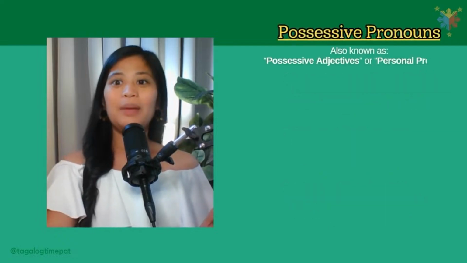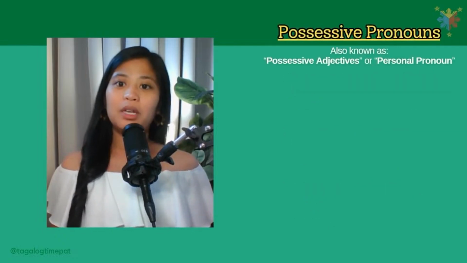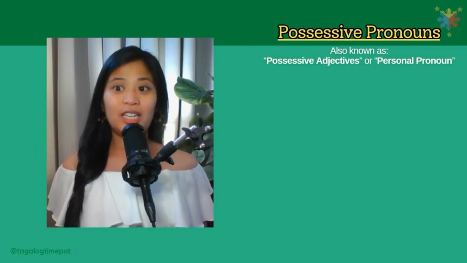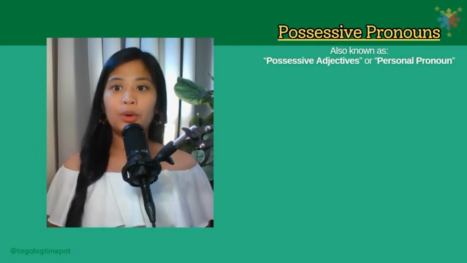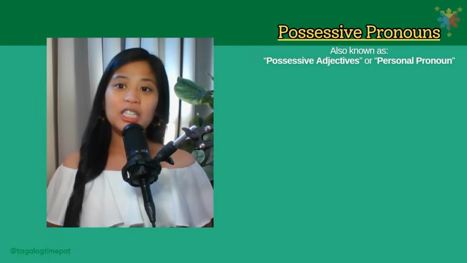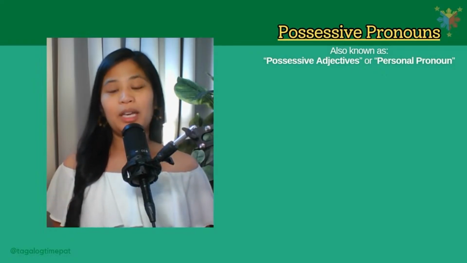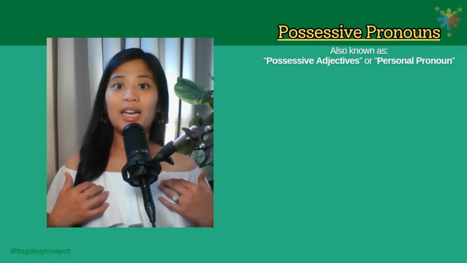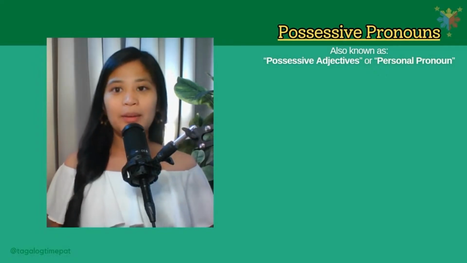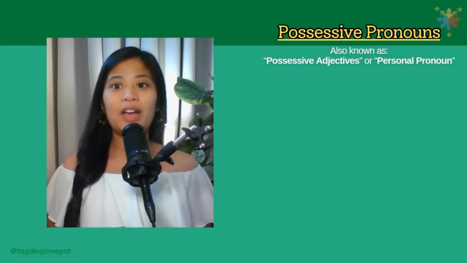All right, so a possessive pronoun sometimes can be called a possessive adjective or a personal pronoun. And an adjective is something that describes a noun. So if you were to say my house, you are kind of describing it. You're describing whose it is. It's mine, right? It's my house. So it kind of makes sense that sometimes it's called a possessive adjective.